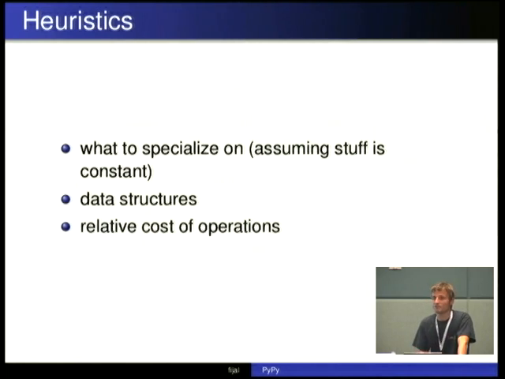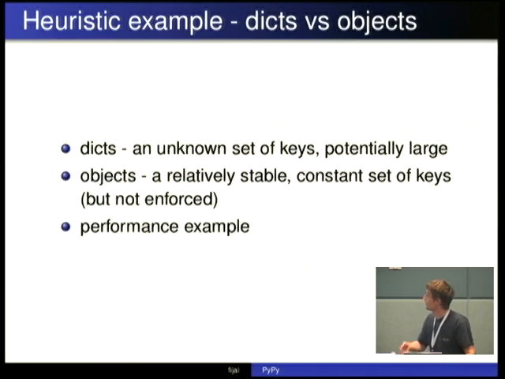Heuristics: we specialize on some stuff and not on other stuff, and a good example of a heuristic is dicts versus objects. We assume dicts have a large set of independent keys that can change at any time, and it's not uncommon for a dict to have a key that's stored and read once, for example. While objects, you can treat an object as a dict in Python. You can just do setattr and getattr, and I've seen people doing that at least. So objects, in our opinion, will have a small set of mostly constant keys. It doesn't mean we enforce this, but it means it will be faster if you do this.